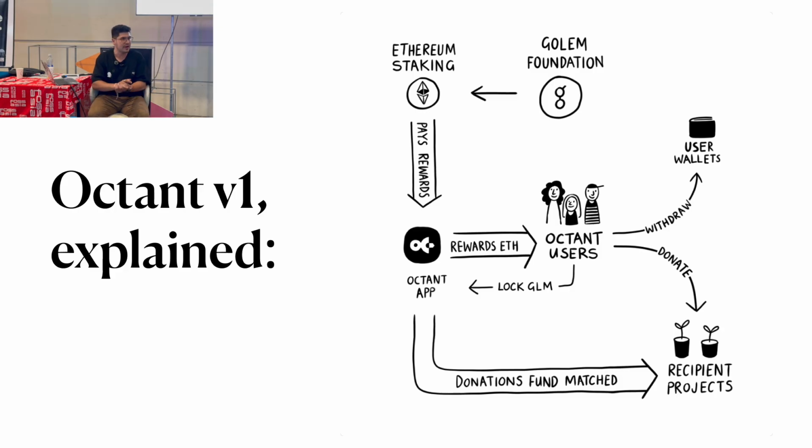The way the voting works in our case is via the individual rewards that the Octant GLM lockers receive. They can either withdraw it to themselves as individual rewards, or they can donate it, and if they donate it, it's going to be matched by, sometimes, 500x because of the size of the matching fund.